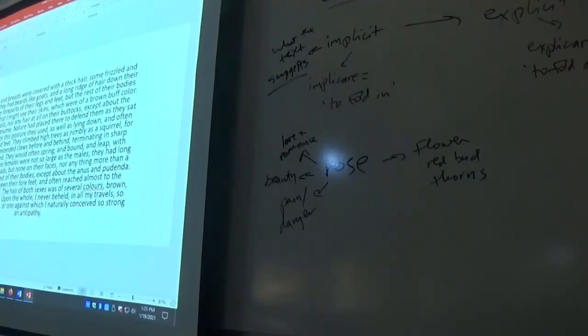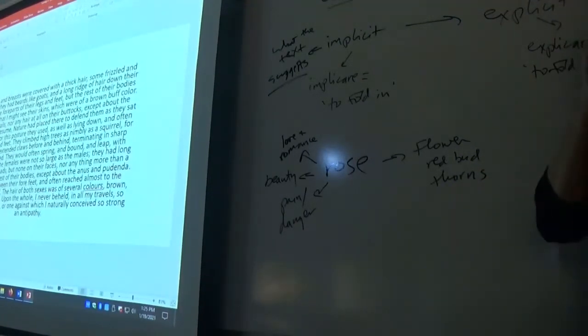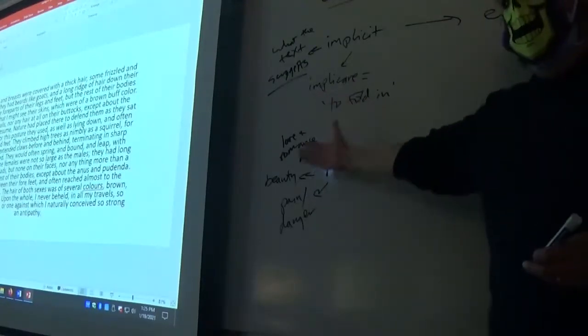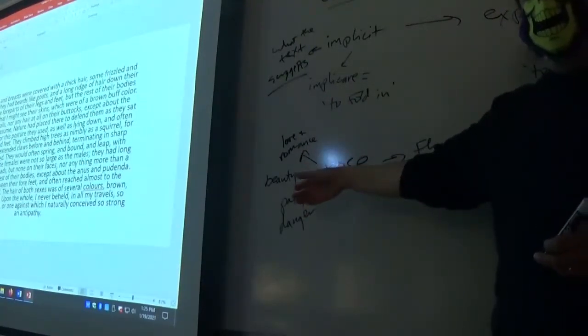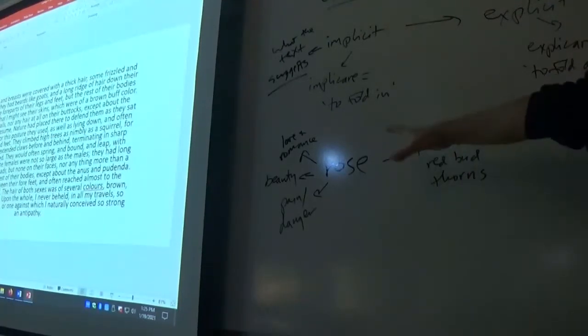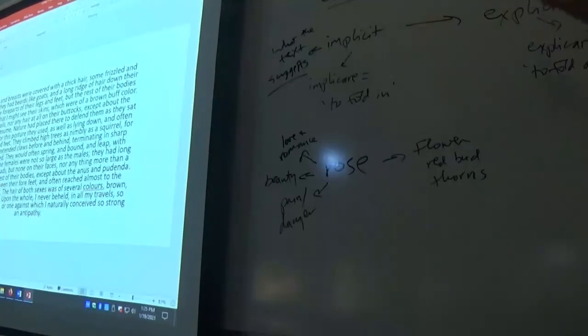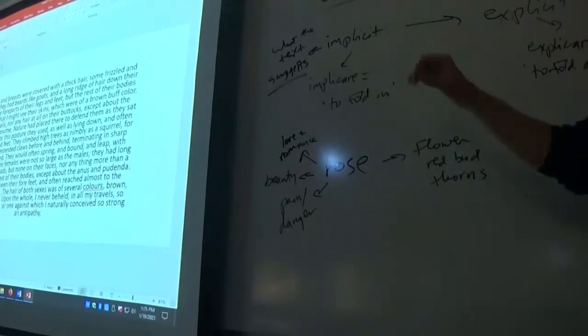So here we have the explicit meaning, right? And here we have all the things that the word or the image implies. So what we're going to be trying to do with most of the text that we're going to be looking at is to try to pull these implications out, and then try to build arguments out of those, right? Why do these implications matter?